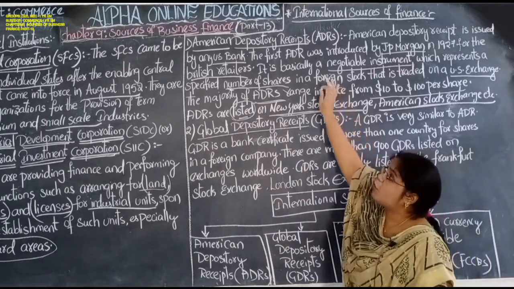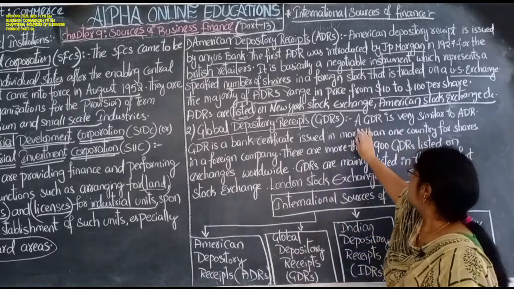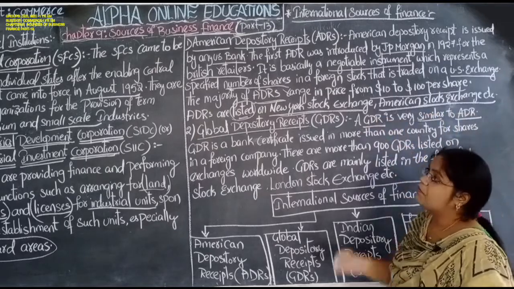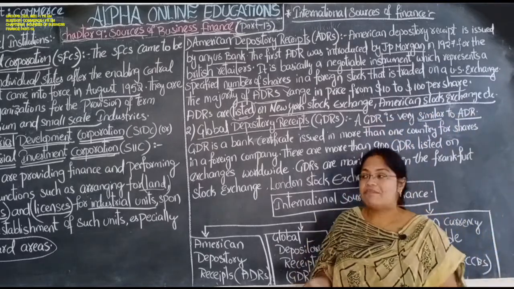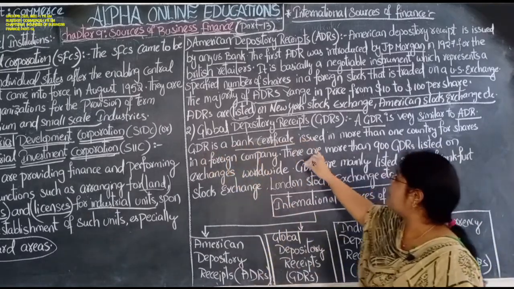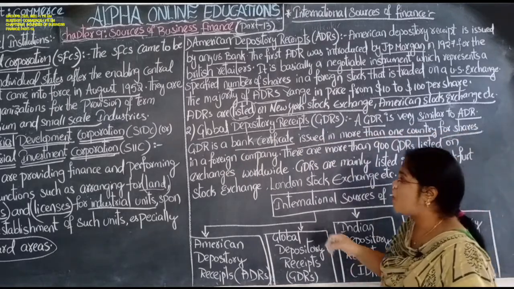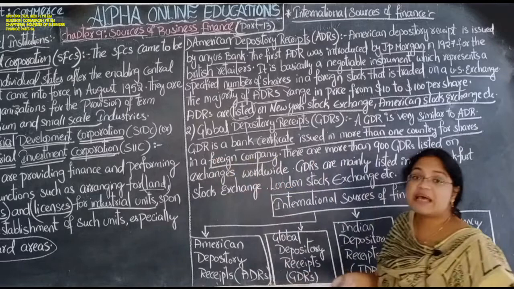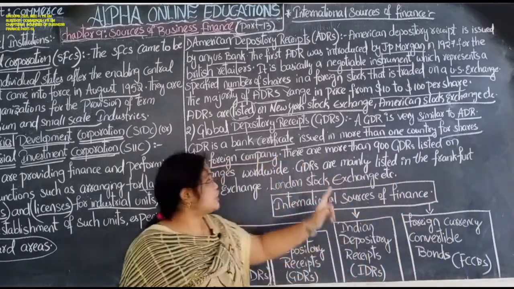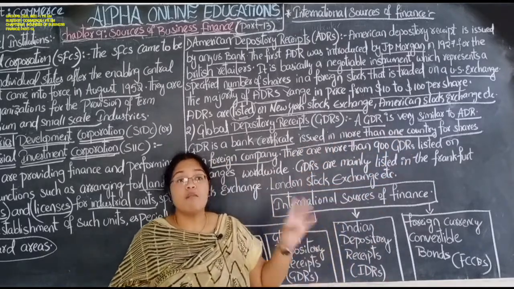Global depository receipts. The ADR is permitted only for America, but this is global, meaning the total globe. A global depository receipt is very similar to an American depository receipt. A global depository receipt is a bank certificate issued in more than one country for shares in a foreign company. Okay, it is a bank certificate that is issued in more than one country.